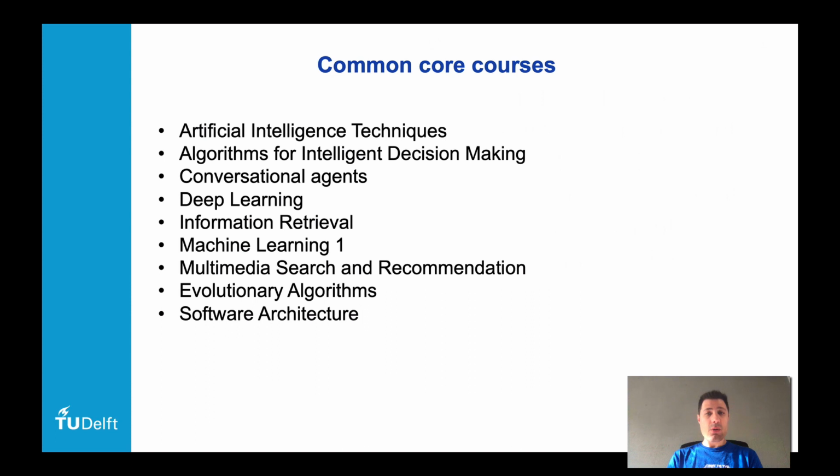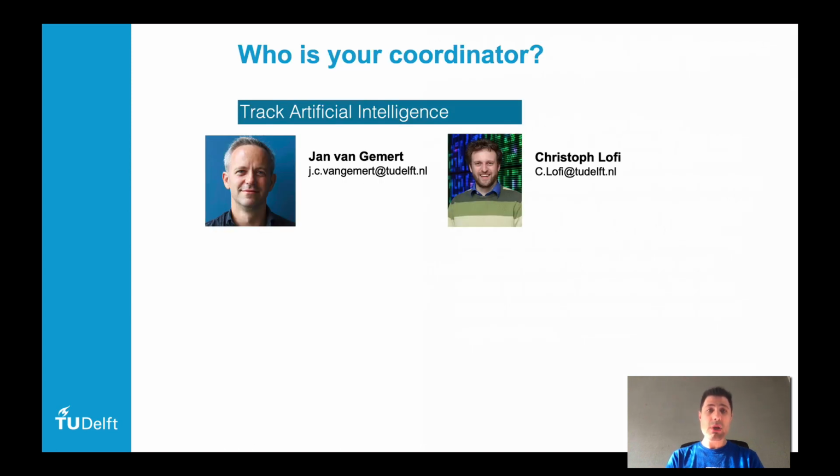In terms of core courses, we offer you artificial intelligence techniques, algorithms for intelligent decision-making, conversational agents, deep learning, information retrieval, machine learning 1, multimedia search and recommendation, evolutionary algorithms, and software architecture. So again, a very large range of different courses for you to become an AI expert. The coordinators, we have Jan and Christoph as coordinators of this track.